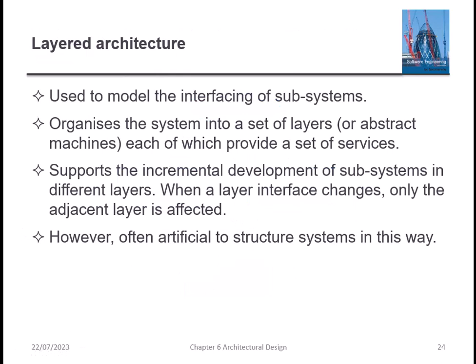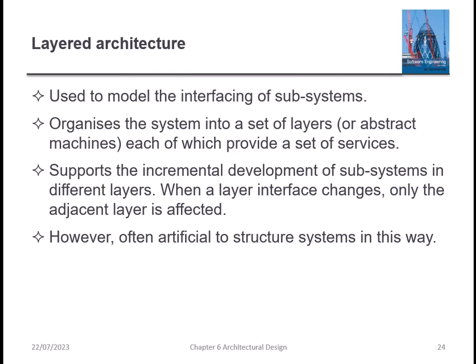Now we come to discuss layered architecture. It is used to model the interfacing of the subsystems. This means the system is divided into subsystems, for example, subsystem 1, 2, 3, 4. In layer-based architecture, subsystem 1 interacts with subsystem 2, 2 interacts with subsystem 3, and subsystem 3 is connected with subsystem 4. And when data has to be passed from subsystem 1 to 4, it comes in a layer.